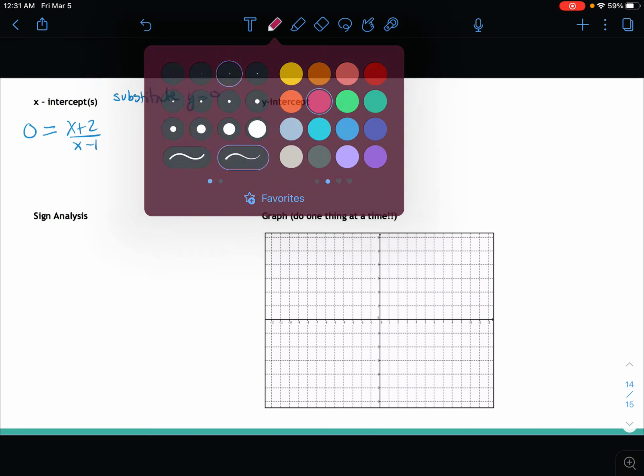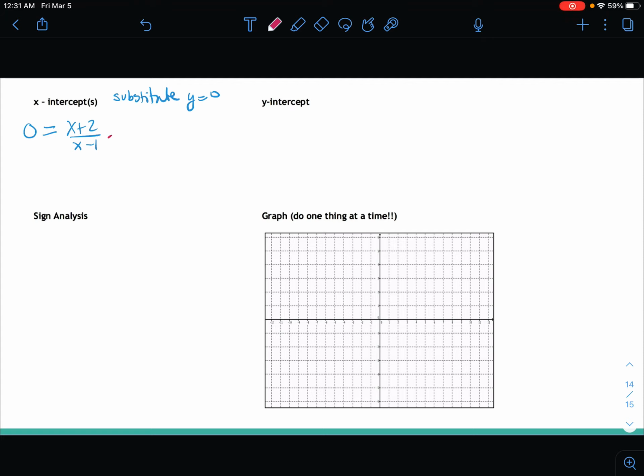We want to solve for x, so I want to go ahead and multiply by x minus 1 on both sides. This just stays 0 over here on the left equals x plus 2, so x equals negative 2. So the x-intercept is negative 2, 0.